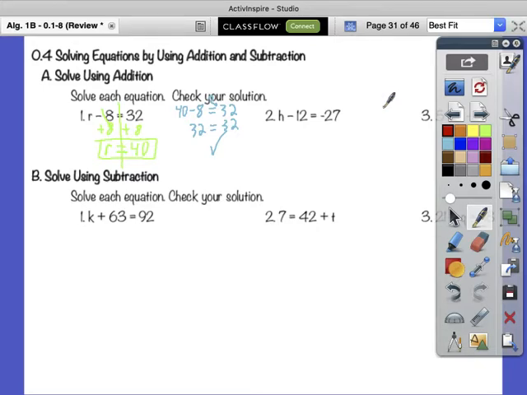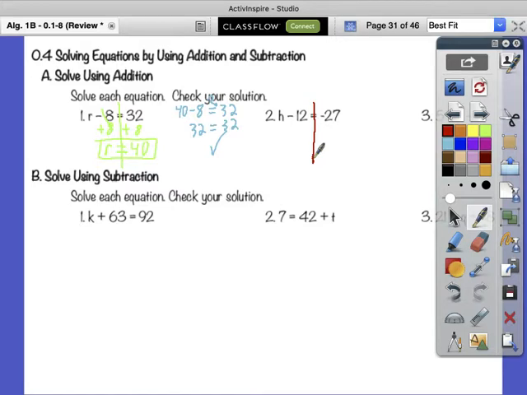H minus 12 equals negative 27. So, we can draw the line through this every time. We don't have to if you don't want to, okay? That's a great organizational method though. But if you want to keep drawing this line through the equal sign, you definitely can. You don't have to, okay?